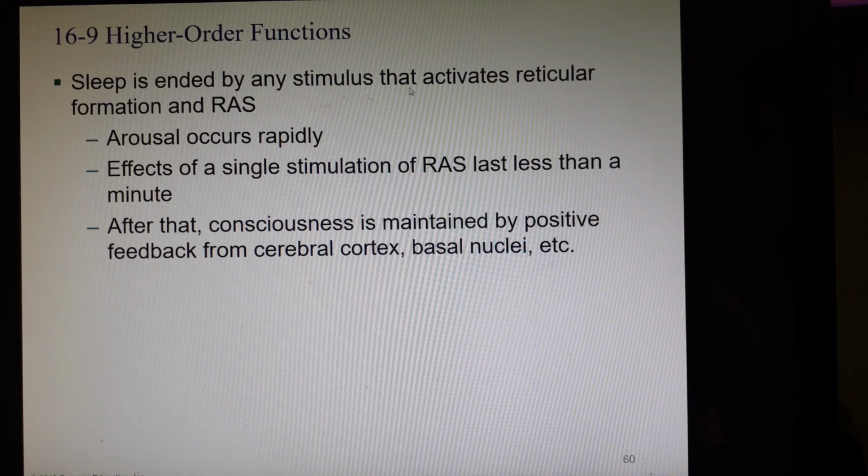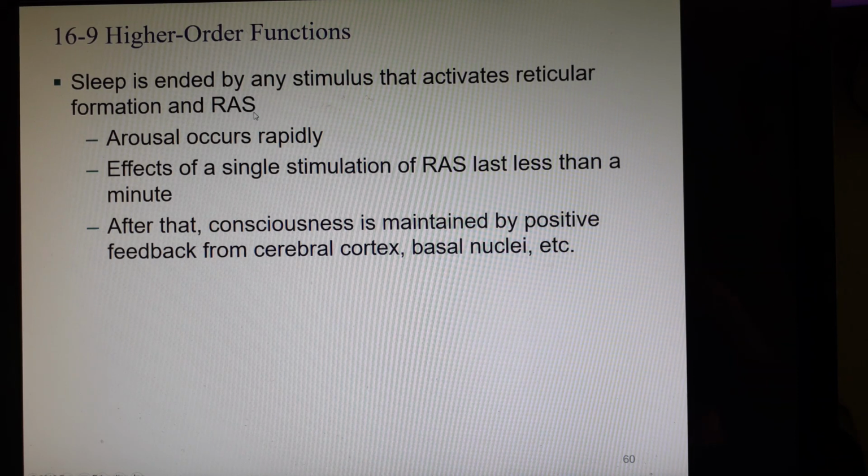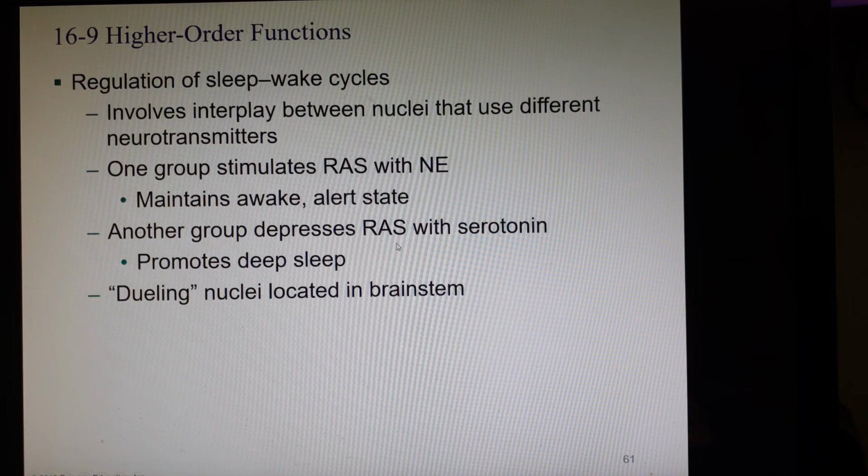Sleep can be ended by any stimulus that activates the reticular formation and the reticular activating system. Now, one single startling stimulus doesn't usually awaken you. It usually takes multiples to get you awake. Effects of a single stimulation last less than a minute, and if you go back to sleep, it's because you don't get any additional interruption. If you stay awake, it's because you have positive feedback from the cerebral cortex or the basal nuclei.